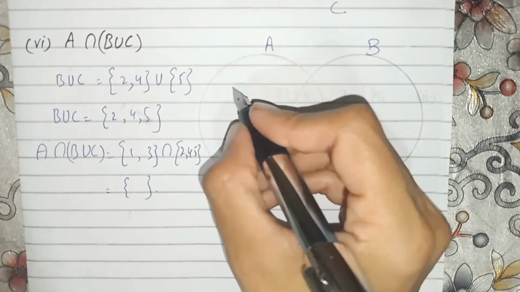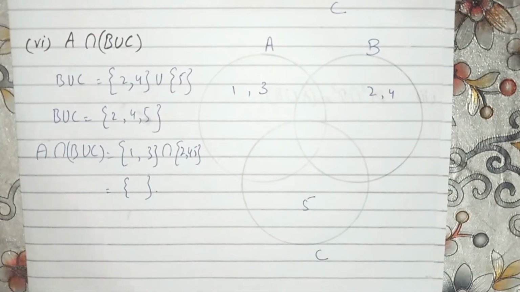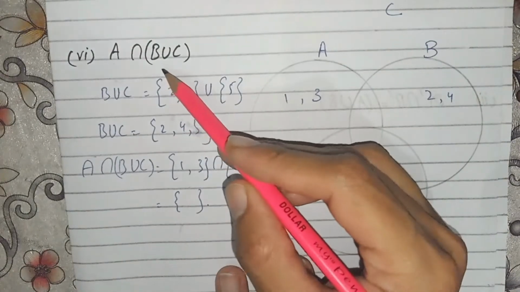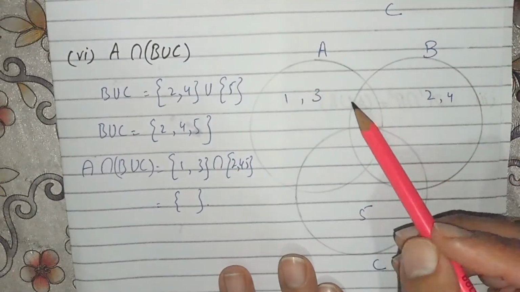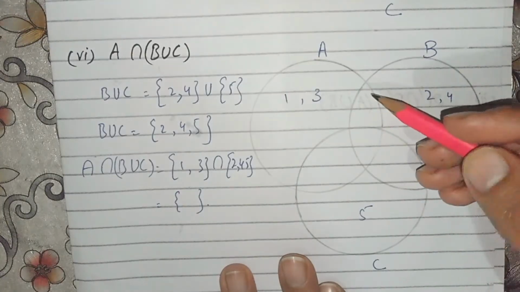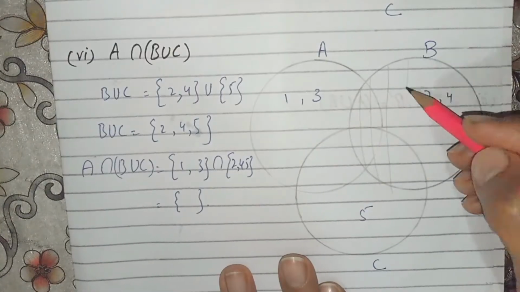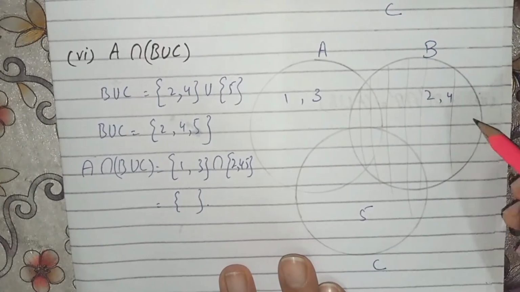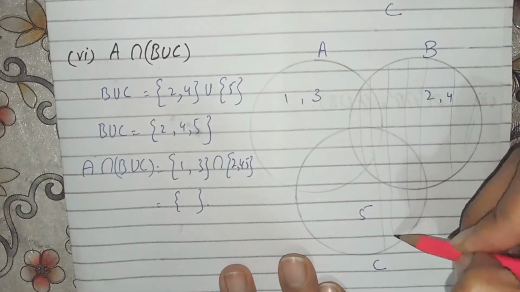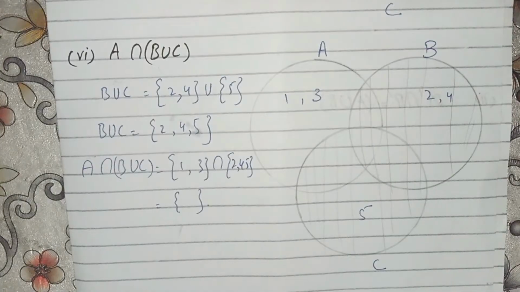Now students, first 1 and 3, 2 and 4 and 5. Now we have to first draw the B union C. First we have to represent the B union C, and this is the B and C. Now we have to draw the vertical lines on it. This is students B union C.